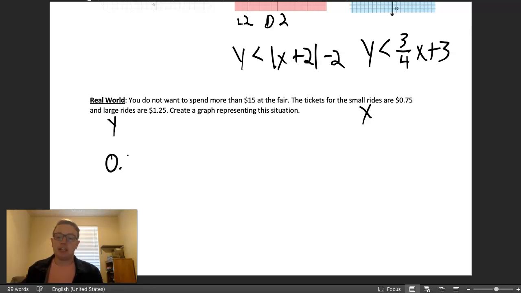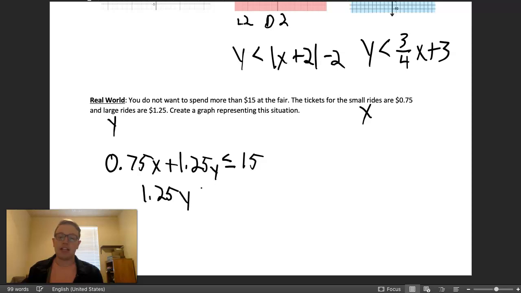Then we could make this a two-variable linear inequality, just based off of this information. We know that the number of 75 cent tickets we get, plus the number of $1.25 tickets we get, will have to be less than or equal to 15 bucks. Because we can spend up to 15 bucks, we just can't spend any more than that. And look, it's our favorite friend, standard form. So from here, all we need to do is solve for y. So we could just subtract this 0.75x over, and we'd get 1.25y is less than or equal to negative 0.75x plus 15.